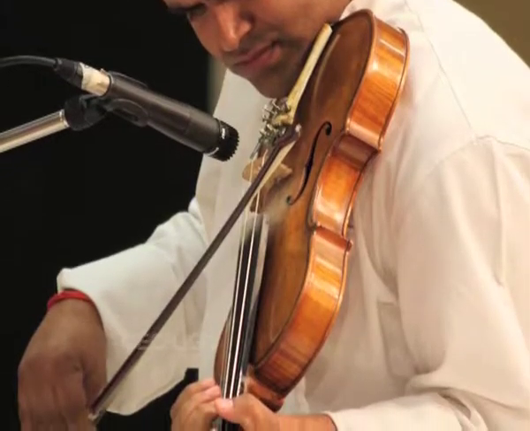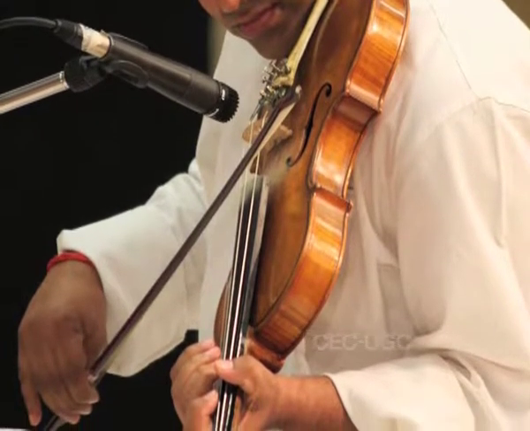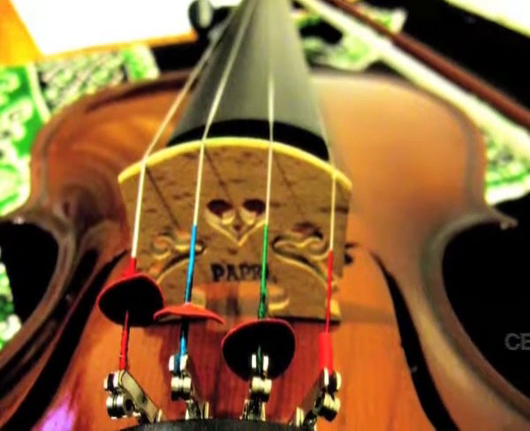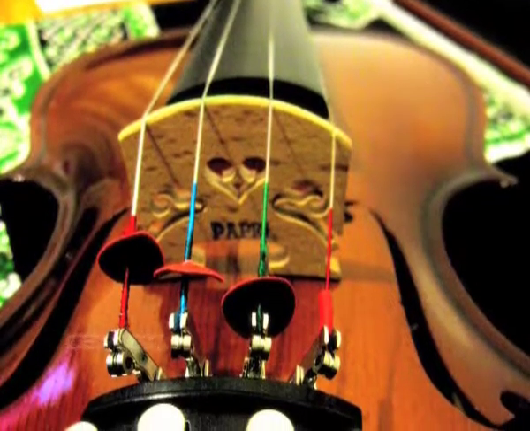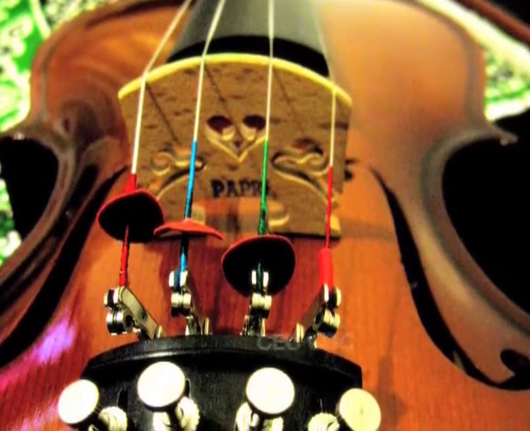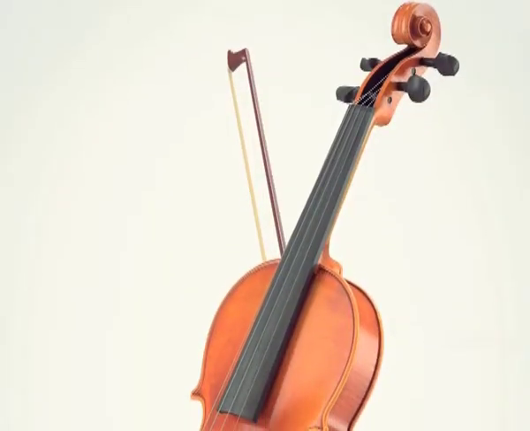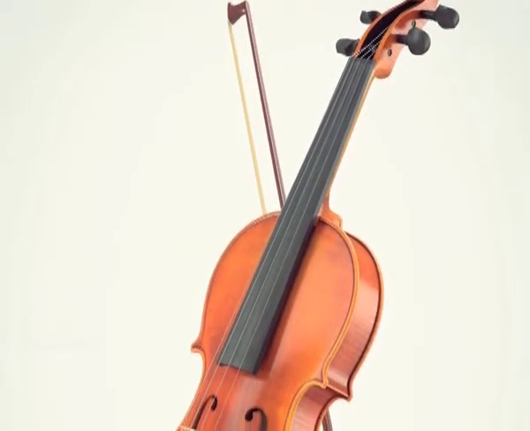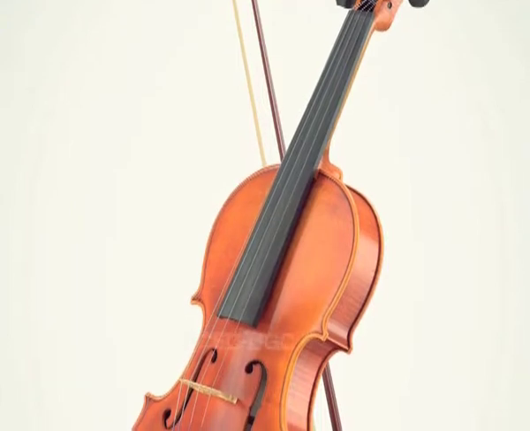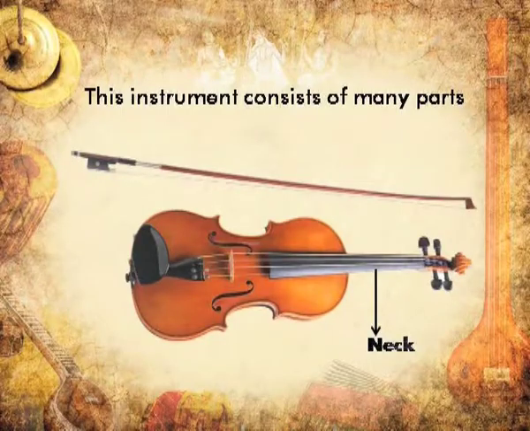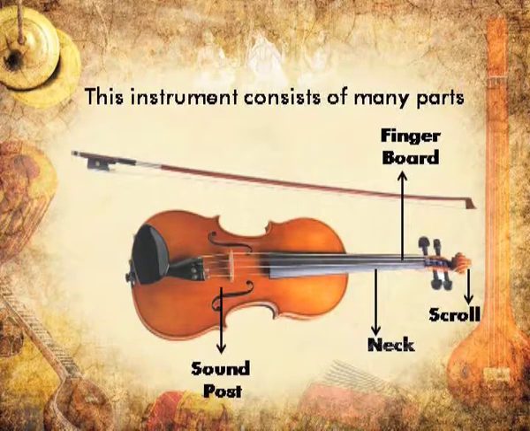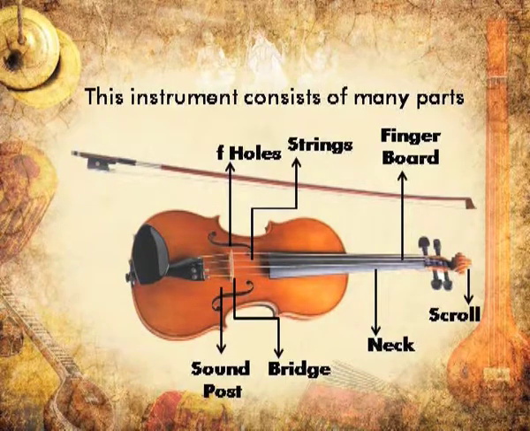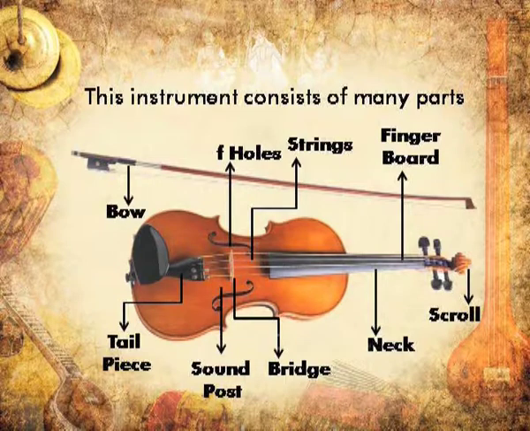The violin is a very lightweight instrument. Different kinds of wood are used for the manufacture of the different parts in order to give strength to the violin and at the same time maintain the light weight of the instrument. This instrument consists of many parts like the neck, scroll, fingerboard, sound post, F-holes, bridge, strings, tailpiece and bow.